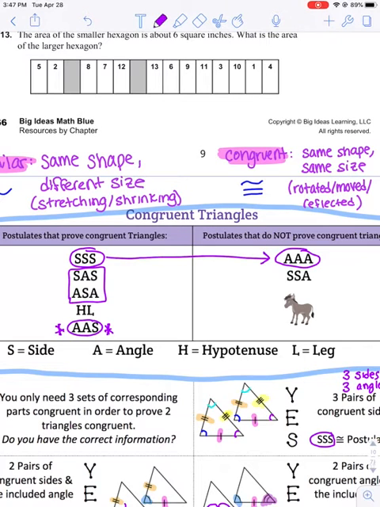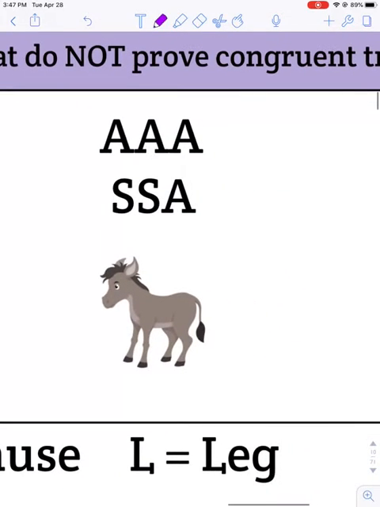The ones that don't work are angle, angle, angle. So I always remember that as kind of the opposite of side, side, side. The other one that doesn't work is side, side, angle. And let's talk about that one.